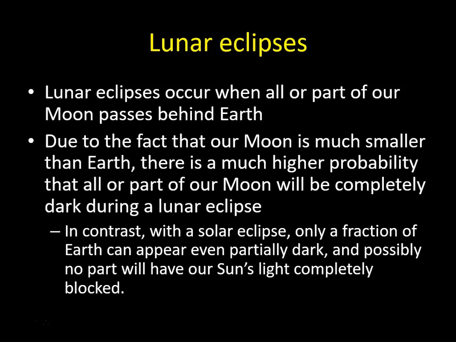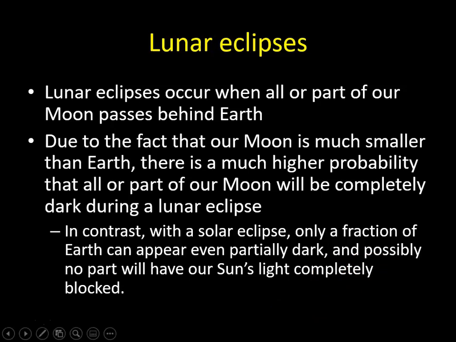When part of our moon passes through Earth's shadow, you get a partial lunar eclipse. And when our moon passes through basically the penumbra of Earth's shadow, you get a penumbral eclipse, and it's just like a normal full moon, just a little bit dimmer.